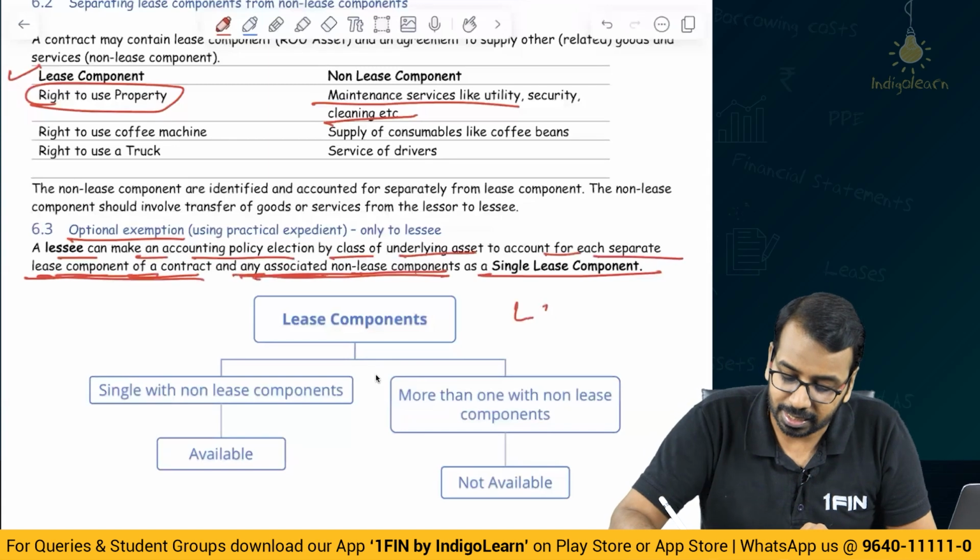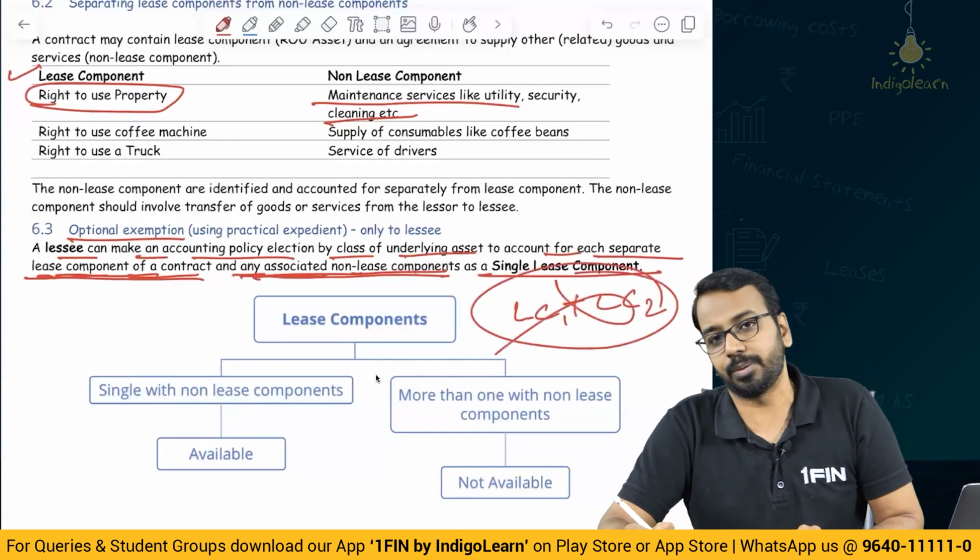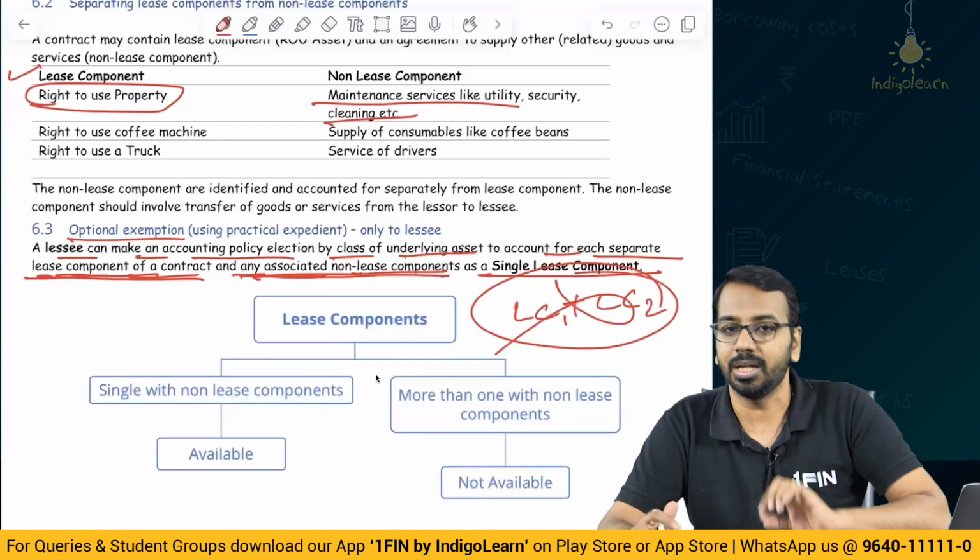Second important thing is lease components. If there are two lease components, can I combine both of these? I cannot combine both of these. I have to separate them and do the accounting.